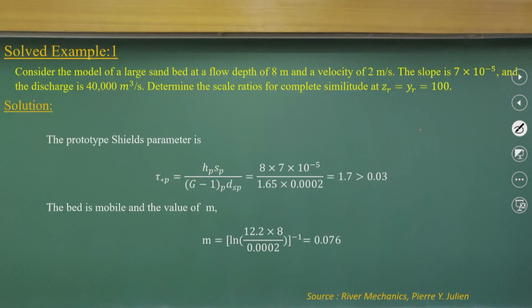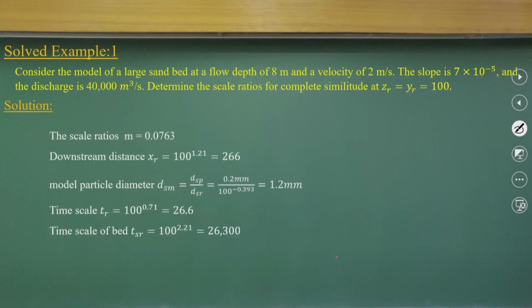Now, I will show just one example; other examples you can study yourself. Consider a model of a large sand river with a flow depth of 8 meters, velocity 2 meters per second, a slope, a y and zr ratio, then the discharge. First you have to compute the silt parameter. As the silt parameter is more than 1.7, we need to consider a mobile bed. Then we need to compute the m value. We can compute this m value, and based on the tables I showed you, we can compute the ratio.